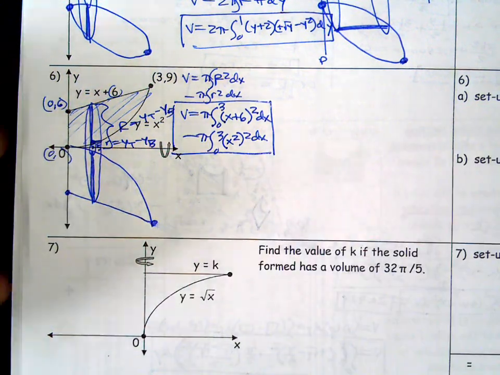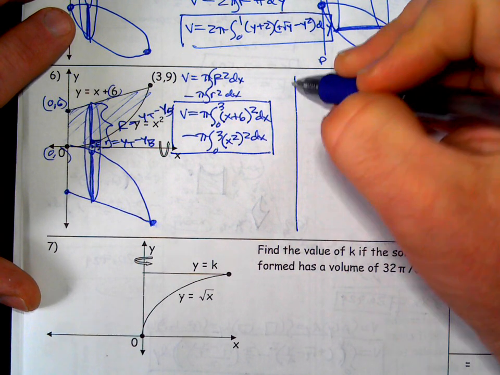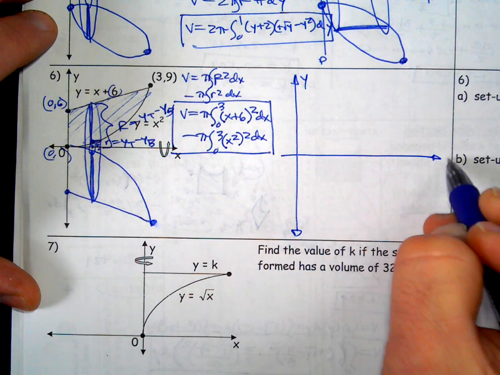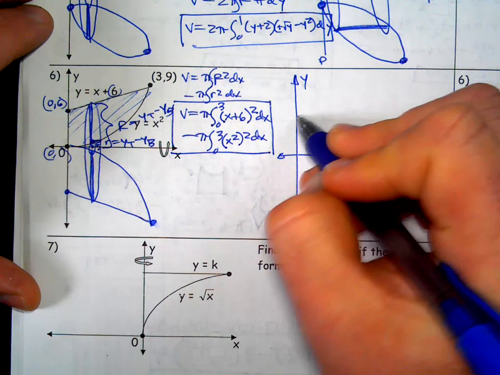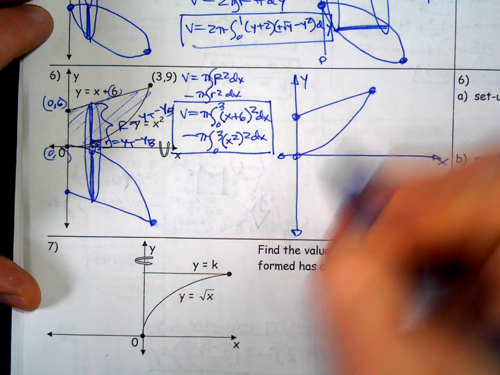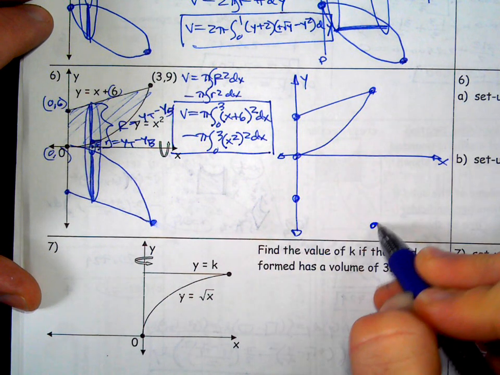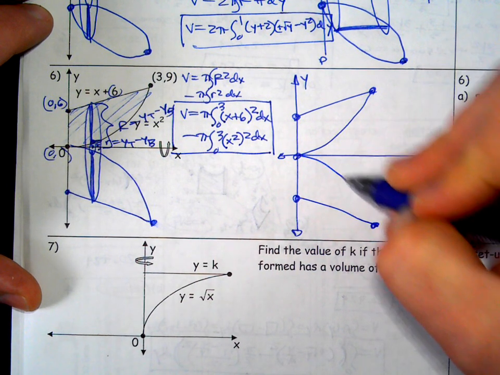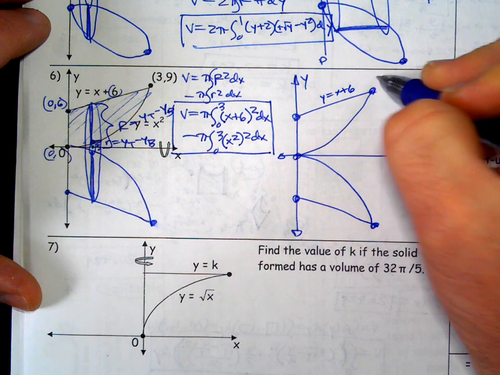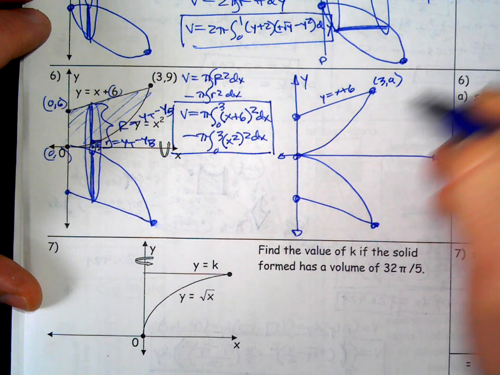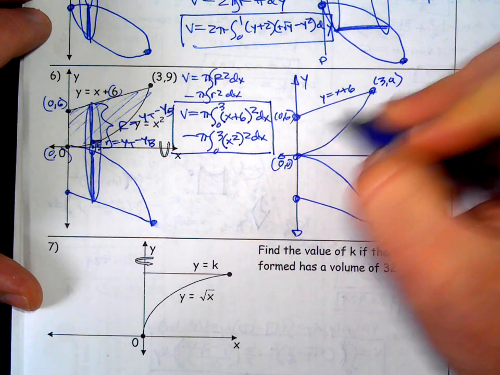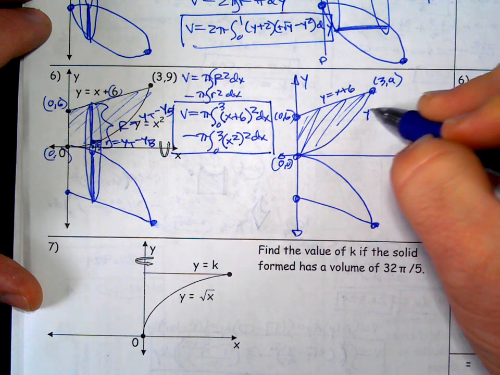So I'm going to redraw the picture real quick. See how quickly I can do this. But I think it's worth it. Okay. So this is y equals x plus 6, 3, 9. This is 0, 0. This is 0, 6. This is the original region. This is y equals x squared.